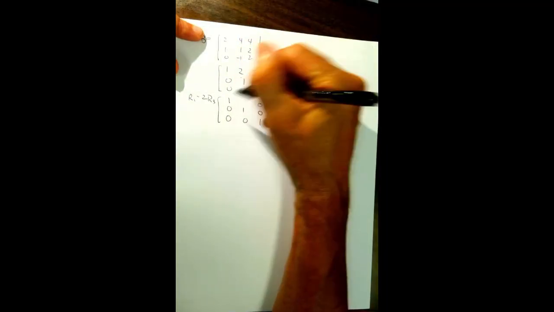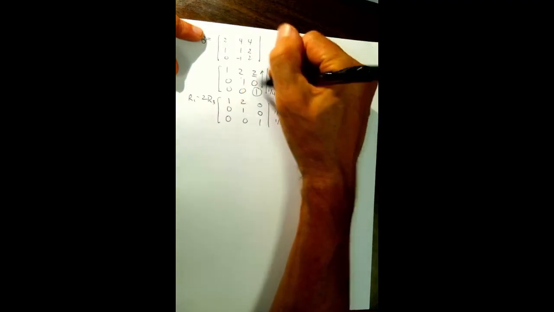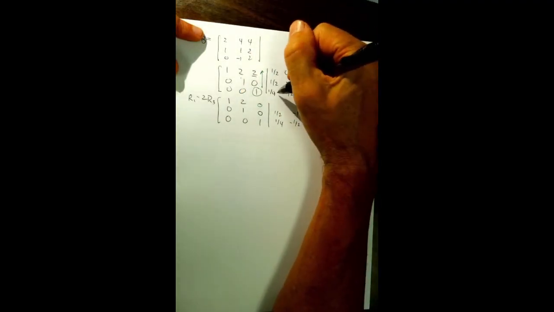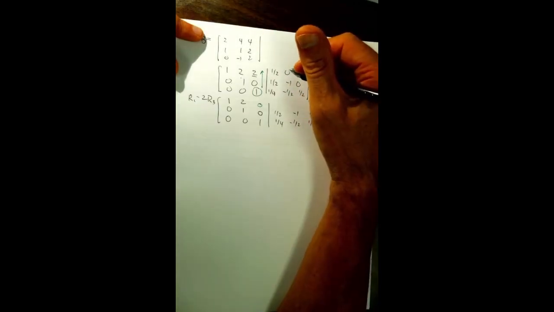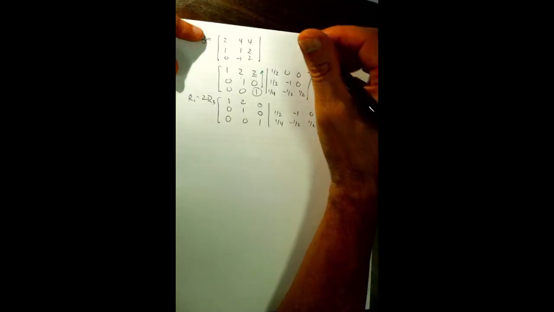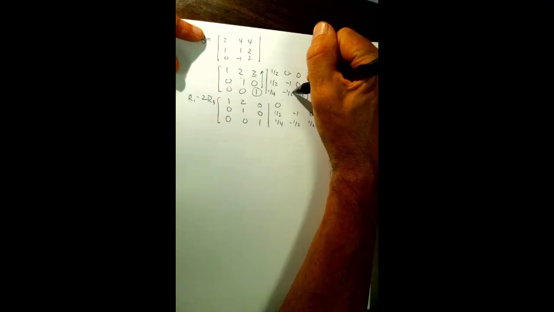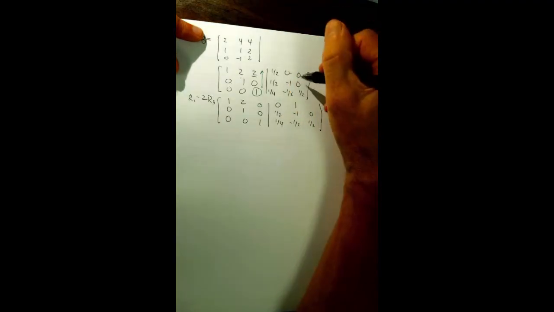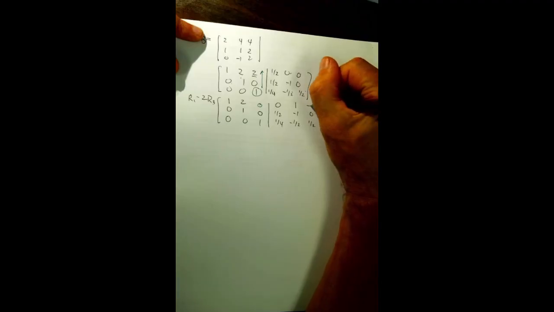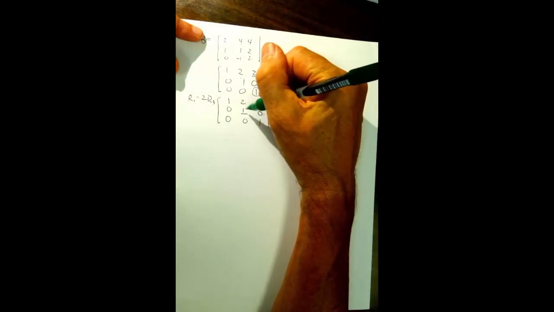So I'll have 1 minus 2 times 0, 2 minus 2 times 0, 2 minus 2 is 0. 1/2 minus 2 times a fourth should give me 0. Let's see, is that correct? Yes. 0 minus 2 times minus 1/2 gives me a 1. Then 0 minus 2 times 1/2 gives me minus 1. So I have zeros above my current pivot, so I'm going to shift left. I'm going to go up a row, and this is now my pivot, and I'm going to get zeros above this.